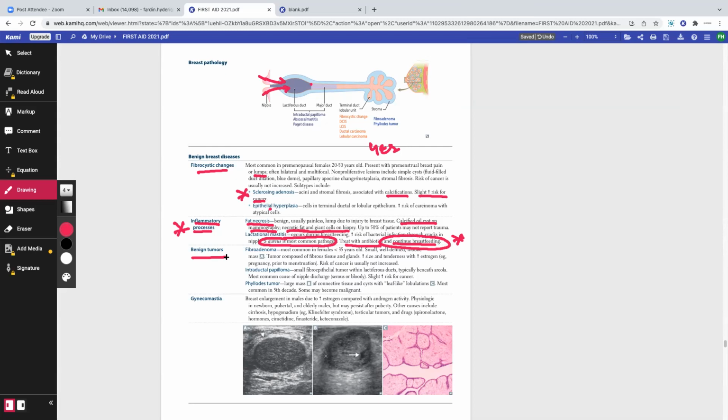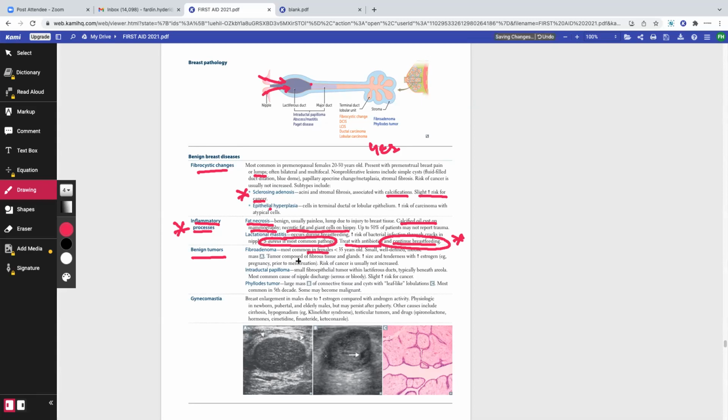Okay. Let's move on to benign tumors. Is everyone ready? Let's talk about fibroadenoma. First and foremost, is fibroadenoma small, uniform, encapsulated, mobile? Yes or no? The answer is yes. If it was bilateral, nodular, what would be the answer? Fibrocystic changes or fibroadenoma? Fibrocystic changes. Very good. It's most common in females less than 35 years.